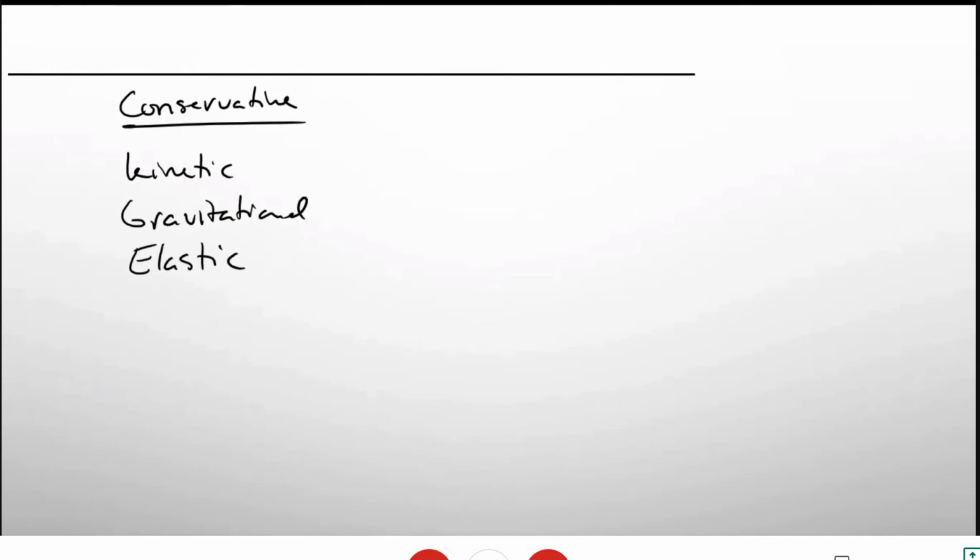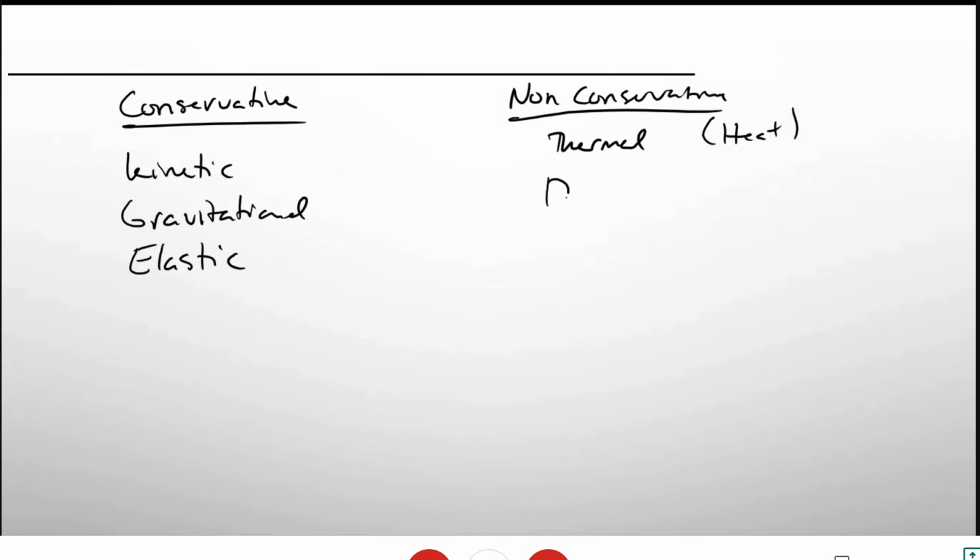These types of energy allow transfer between one another quite easily, whereas non-conservative ones, like thermal, so heat, and drag, those are all things like air resistance. Those are all types of energy that we really can't get back.